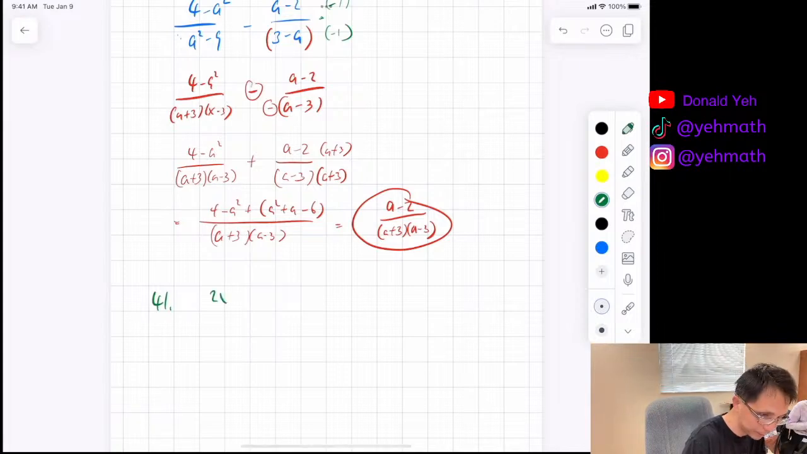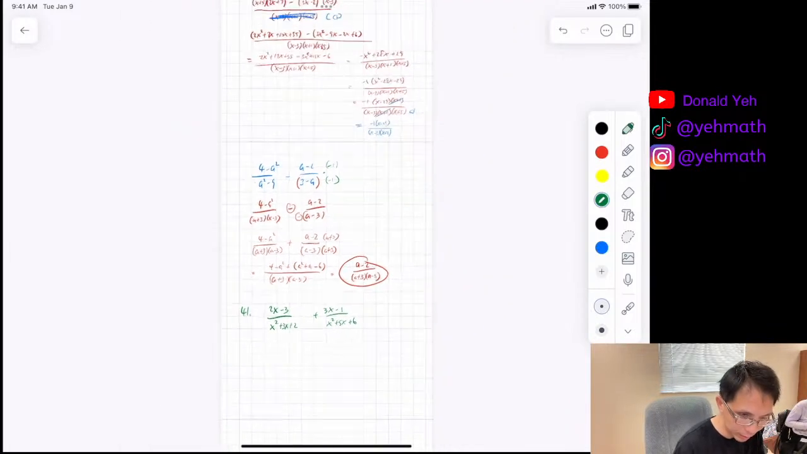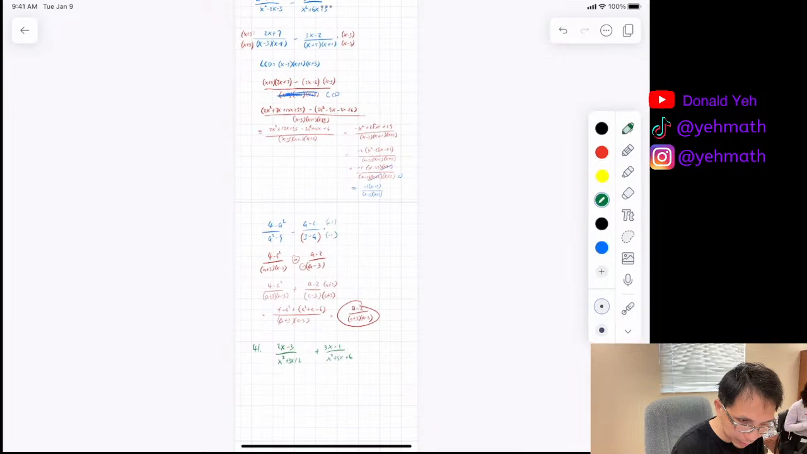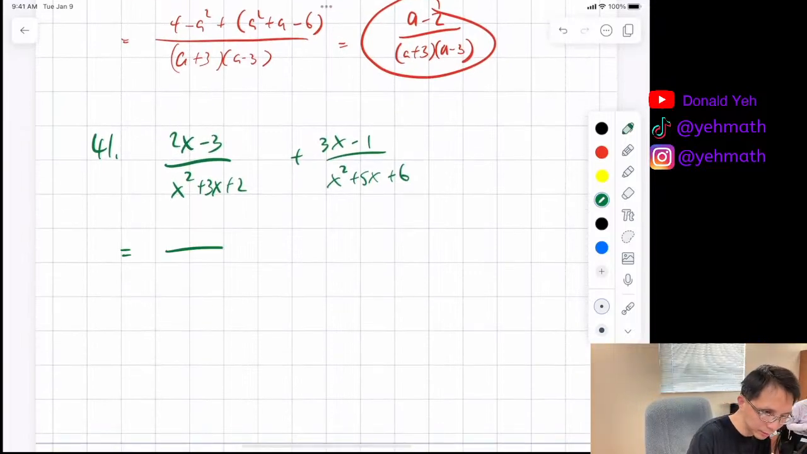2x minus 3 over x squared plus 3x plus 2. Yeah, x squared. Plus 3x minus 1 over x squared plus 5x plus 6. Did I go over this one already? Was it very similar? Right, did I copy the question right? Yes.